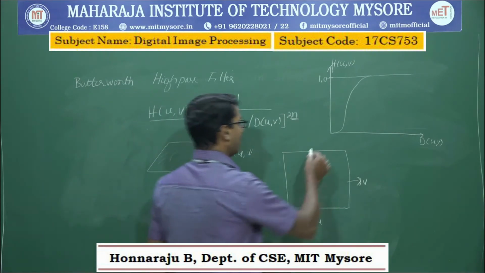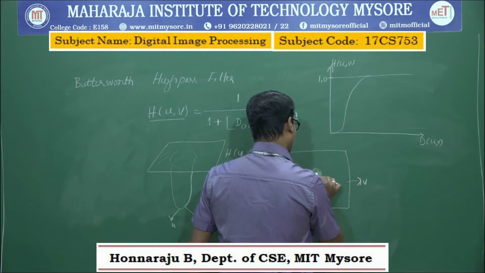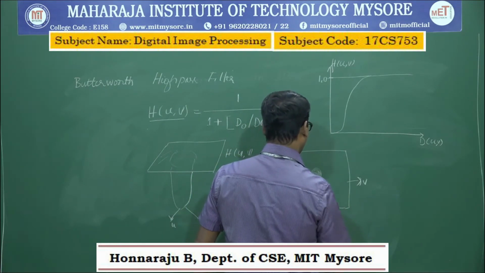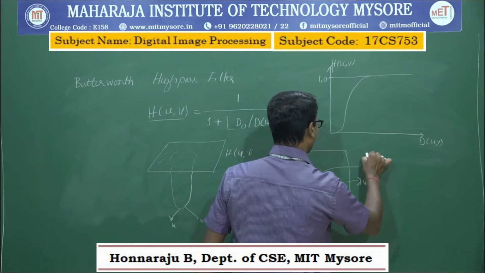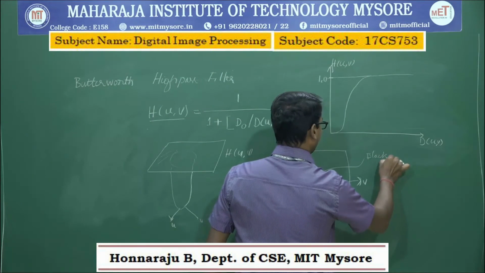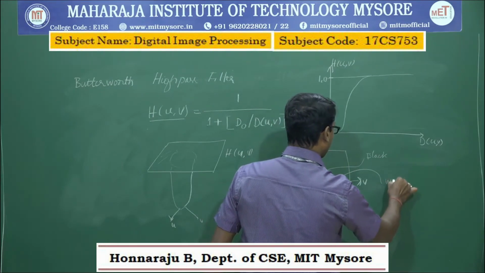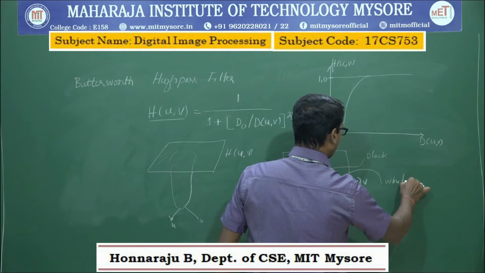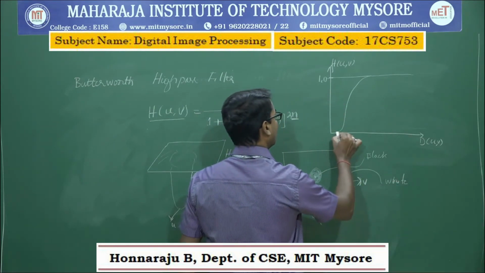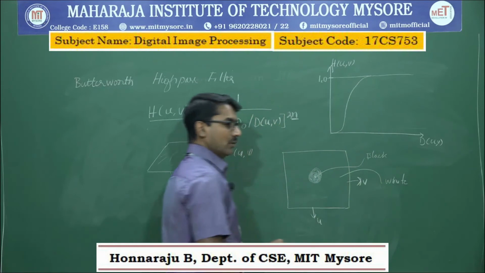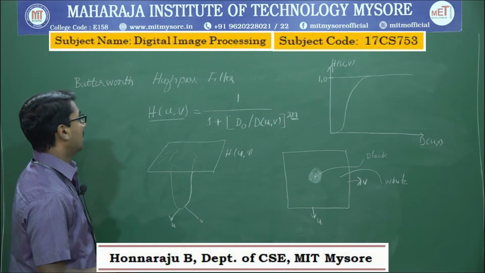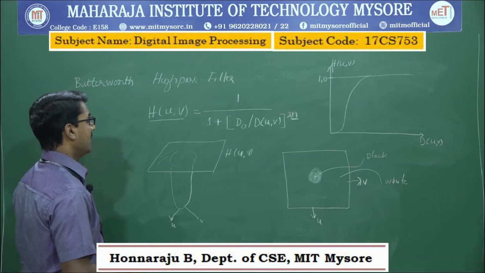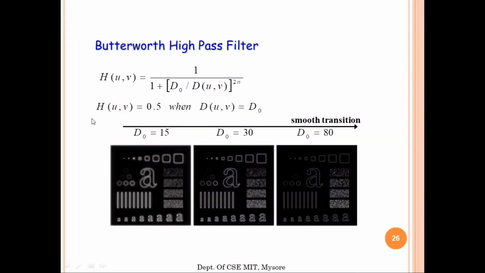You can clearly observe this slowly changes from 0 to 1, meaning the center pixel value starts with black and the outer is white. Here the value is slowly varying from 0 to 1. This is about the Butterworth high pass filter. This is the equation for the Butterworth high pass filter.